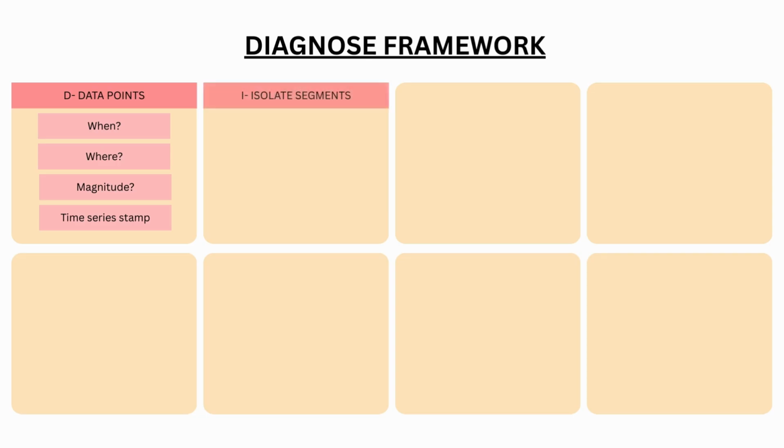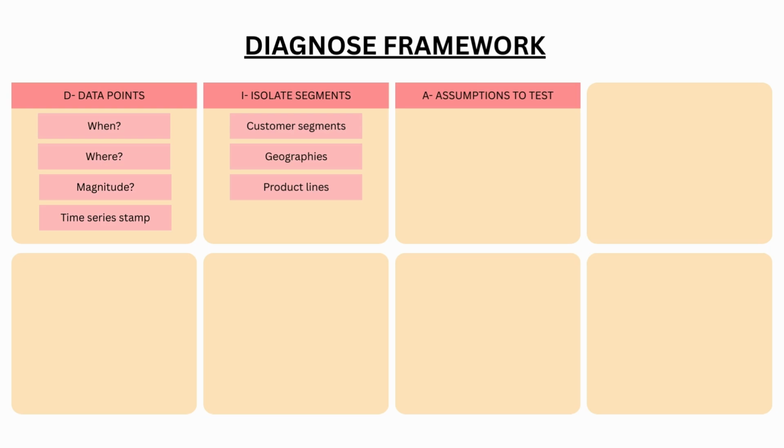Next is isolate segments. Now we break the problem into parts. Ask, is this happening to all customers, all geographies, all product lines, etc. Then comes assumptions to test. Now we brainstorm possible causes. We don't decide yet, we only list all the possibilities. Typical buckets are demand shock, supply side issue, process failure, external environment, etc.